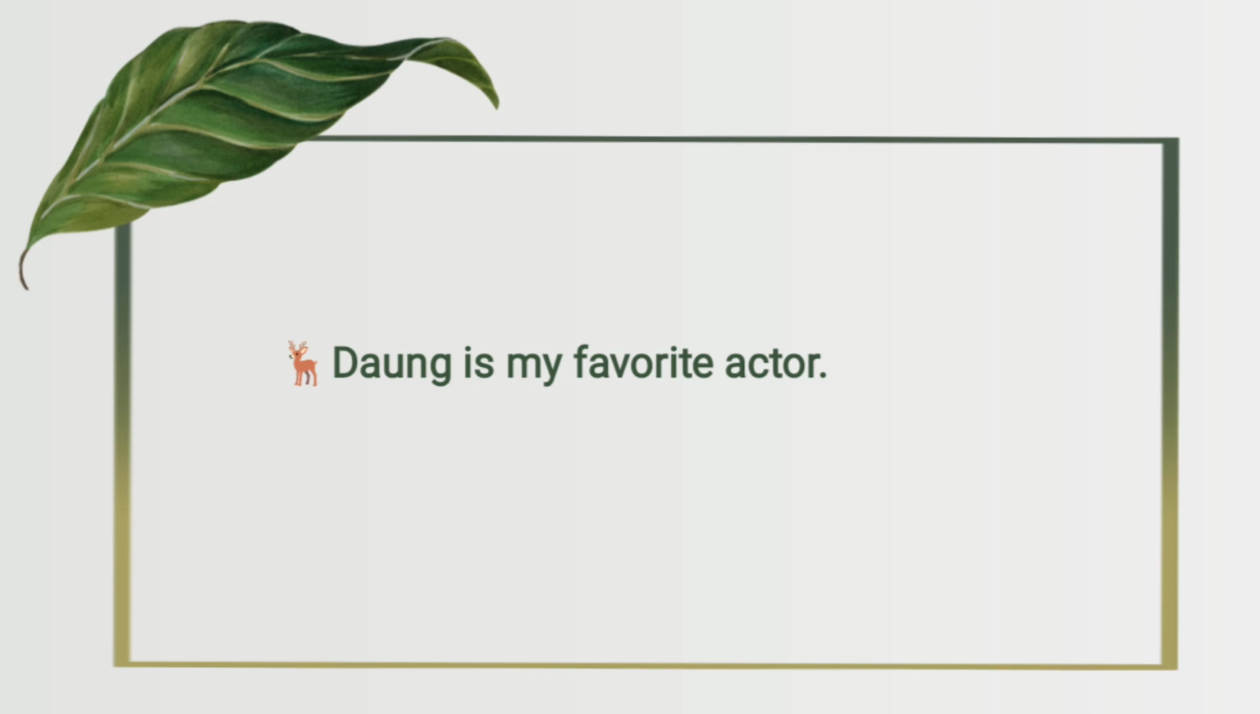Next one, Down is my favorite actor. Okay, let's check, do we have a subject? Yes, we have Down, this is the subject. How about the predicate? The predicate is "is my favorite actor." And then the last one, does it have a complete thought? Yeah, of course, I can understand that Down is my favorite actor. So it makes sense to us, right? So this one is a complete sentence.